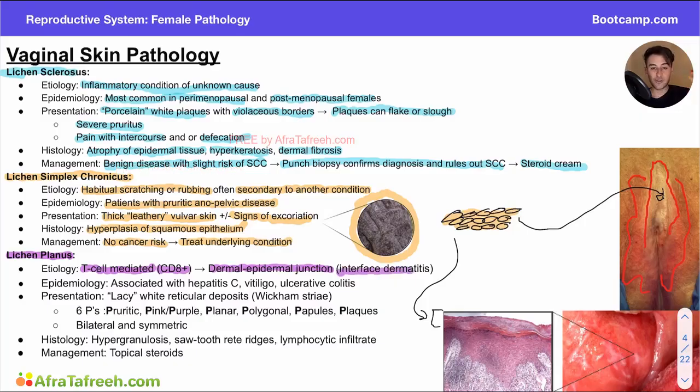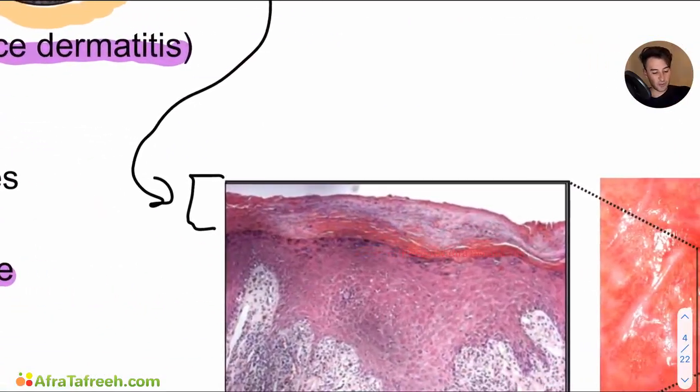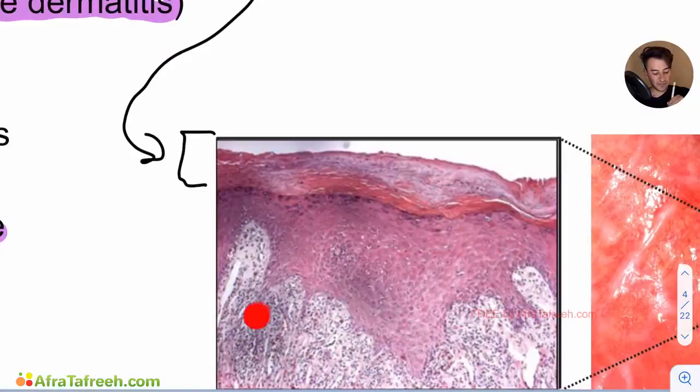I want to highlight a few more things about the histology before we zoom in. We're going to be looking for things like hypergranulosis, sawtooth reedy ridges, and lymphocytic infiltrate. Keep in mind our lymphocytic infiltrate here is going to be our CD8 positive T cells. As we zoom in and look here, we're going to notice some things. I want to point out here is a bunch of lymphocytic infiltrate. What I'm tracing along here is the border between our dermis and our epidermis. Let me go ahead and put that in green.